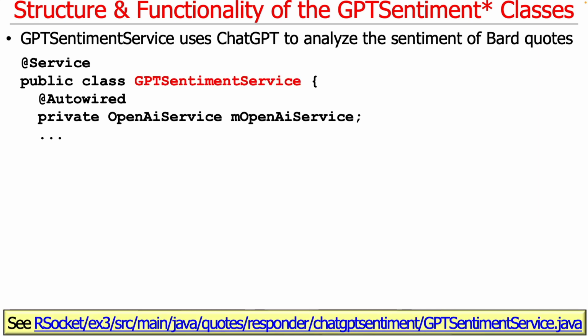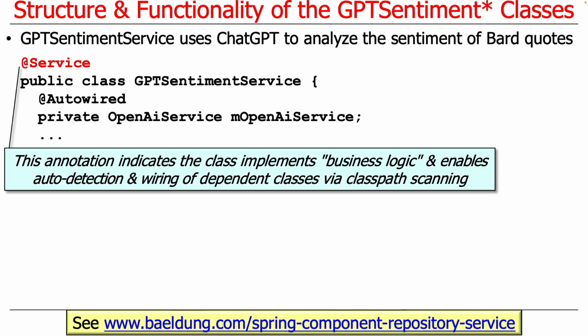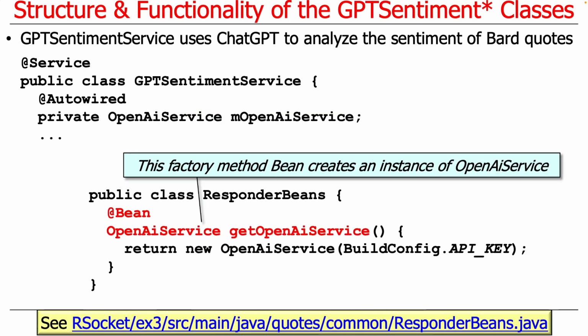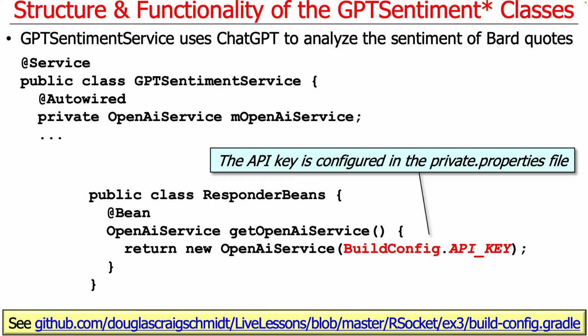Now let's look at the service. So the service is going to be auto-wired to something called the OpenAI service. And the OpenAI service is a library that's available from this guy. I think his name is Theo Canning. And you can grab it from GitHub. You can add a dependency to it to your IntelliJ project, which is what I did. So you can go ahead and bring it into your code quite nicely. And we have a responder beans class that makes an instance of the OpenAI service. So that's his constructor, and we create one of these things.